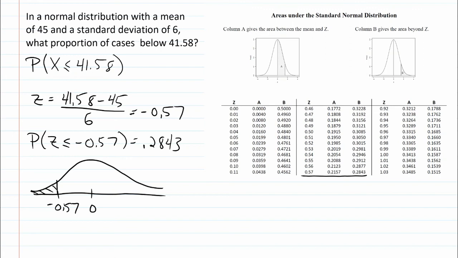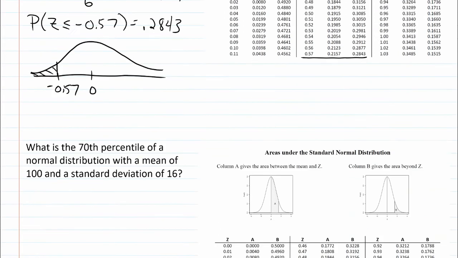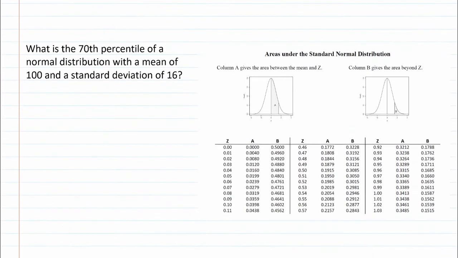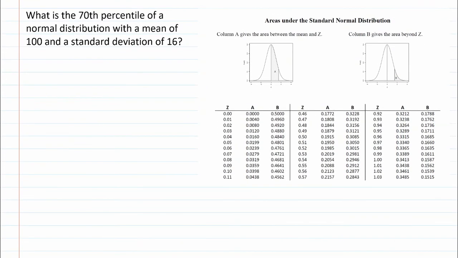This particular problem should be somewhat familiar. What you're doing in this problem is computing a percentile rank. We basically just found the percentile rank for a score of 41.58, and that percentile rank was about 28%. Another thing we might want to know is how to compute a percentile point. We'd like to know what is the 70th percentile of a normal distribution with a mean of 100 and a standard deviation of 16.